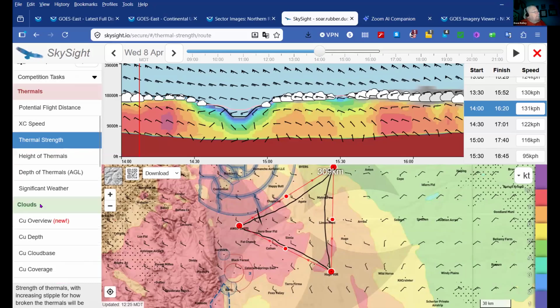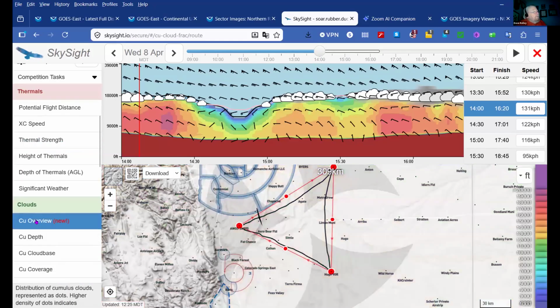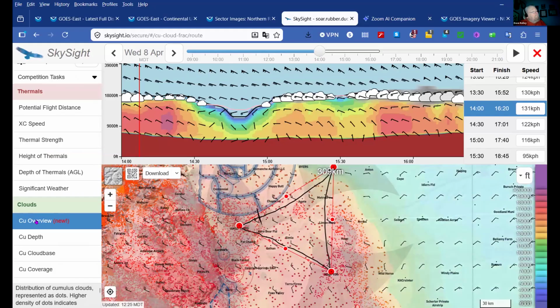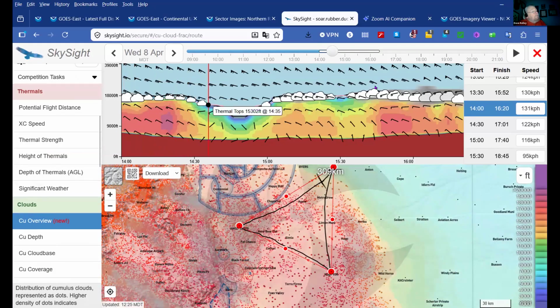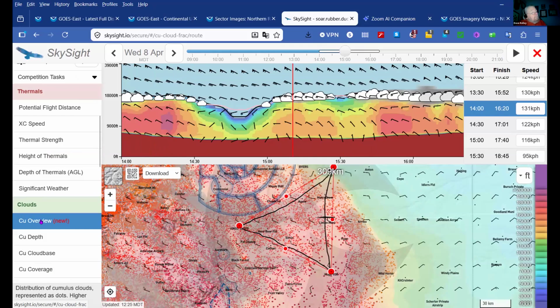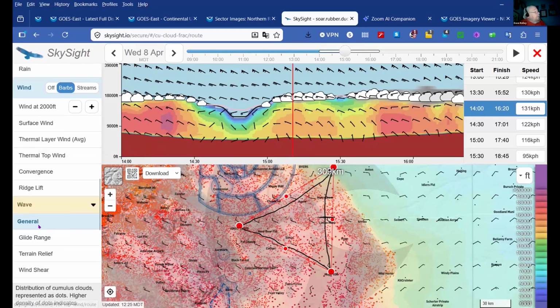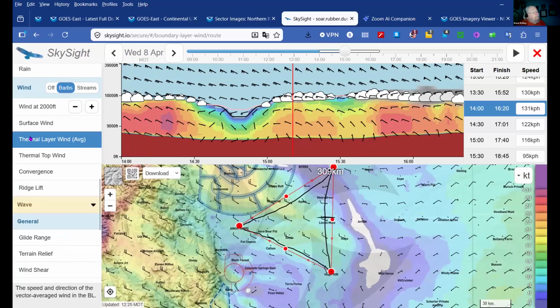Not bad. We can look at the clouds, and we had depictions of clouds up here, but still, okay, so there's going to be some cloud coverage. Maybe there's enough that the clouds are actually going to help let us know where the lift is. Let's see what the thermal layer winds were yesterday.